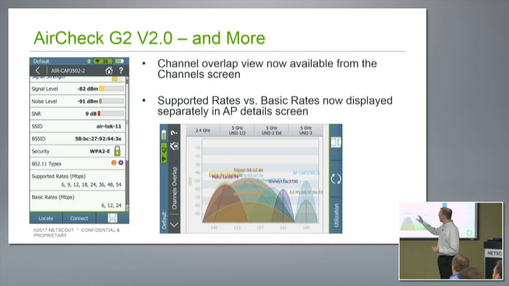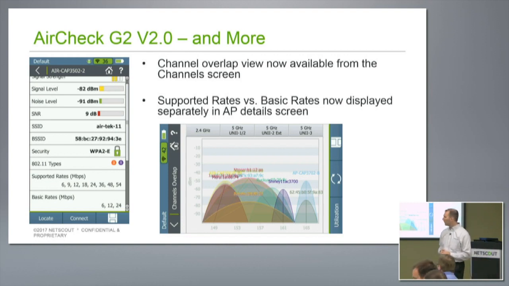And then we had a lot of requests to actually break out supported rates versus basic rates in the AP details. So you can see that's also now available. So I can actually split that out now and see both listed when I look at the details of an AP. Fantastic. Is there a reason why you're showing CCK curves rather than OFDM curves?